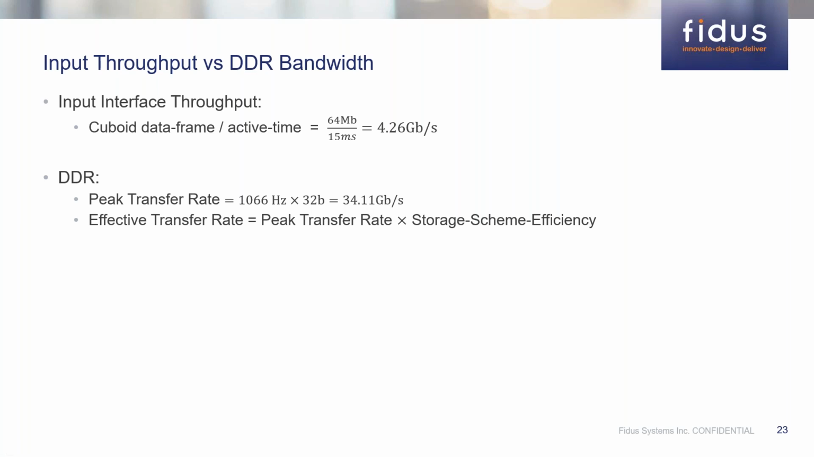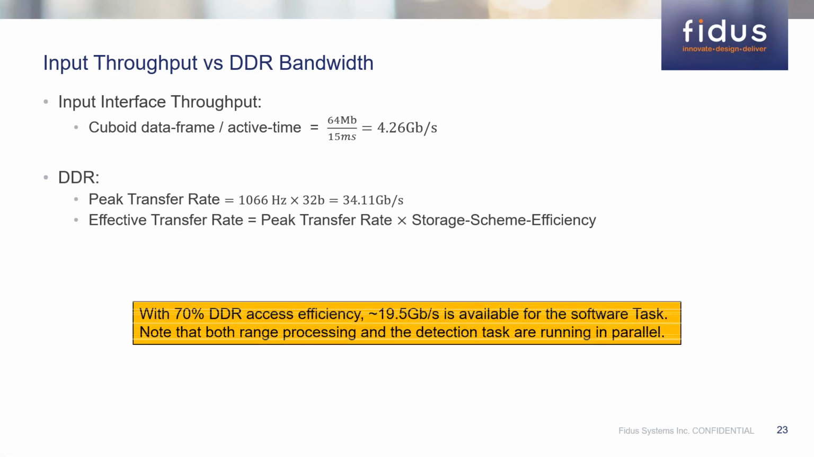However, the effective transfer rate is the peak rate times the storage scheme efficiency, and this depends on how you are writing the data. If we consider that our scheme gives us approximately 70% DDR access efficiency, we'll still have approximately 19.5 gigabit per second available for the software tasks. Note that both the range processing and detection are accessing the DDR. So we have approximately 15 milliseconds with almost 20 gigabit of bandwidth reserved for the software to do the CFR processing.